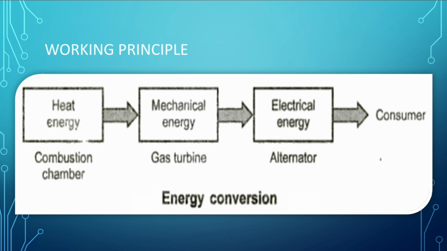Working principle of gas power plant. As you can see from the diagram, the energy conversion principle is shown here. First, heat is produced in a combustion chamber and then it is fed to the gas turbine. In a gas turbine, the heat energy is utilized and converted into mechanical energy. The mechanical energy from the gas turbine is fed to the alternator, which is usually coupled to the gas turbine. In an alternator, the mechanical energy is converted into electrical energy, and then through some necessary arrangement, the electrical energy produced at the gas power plant is fed to the consumers.